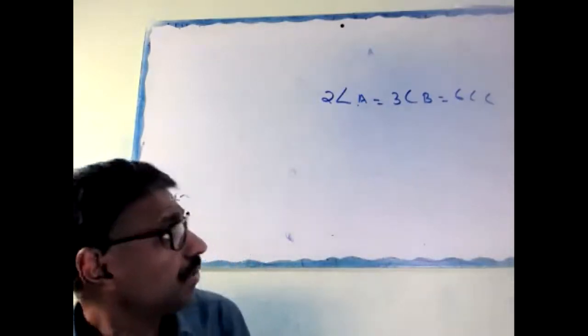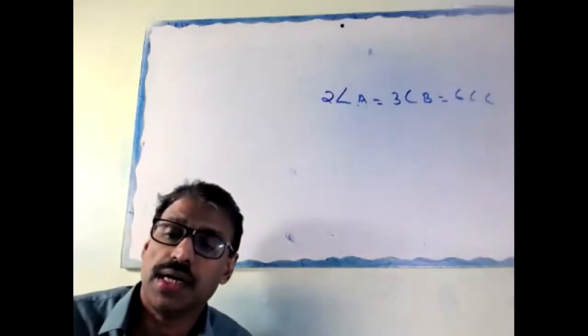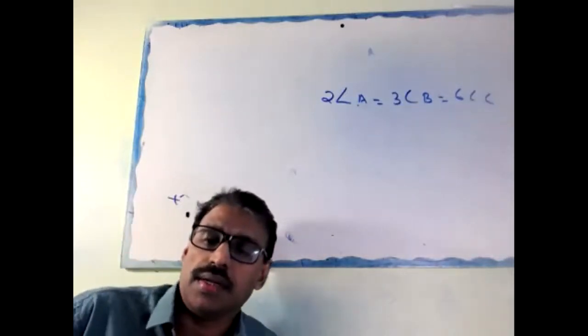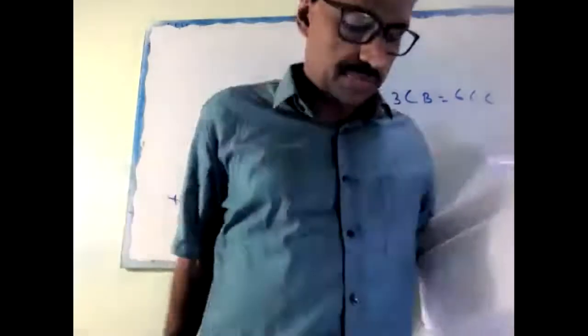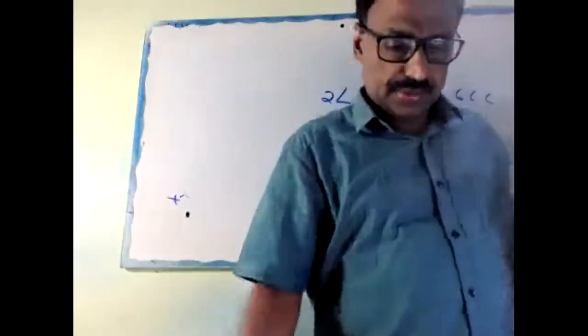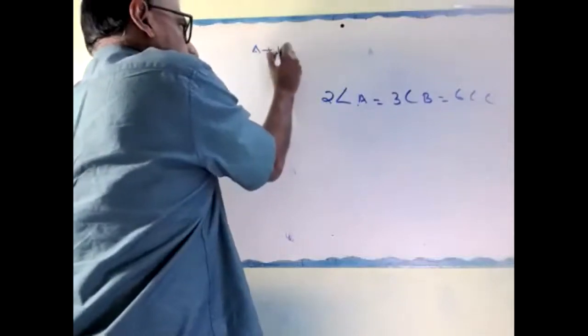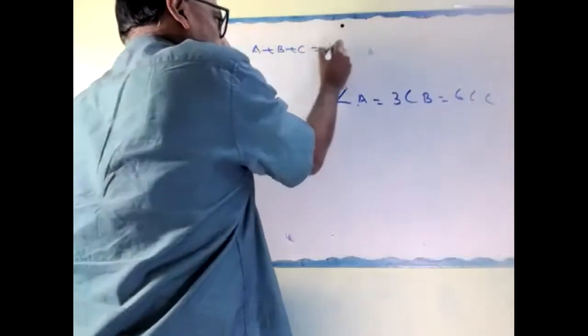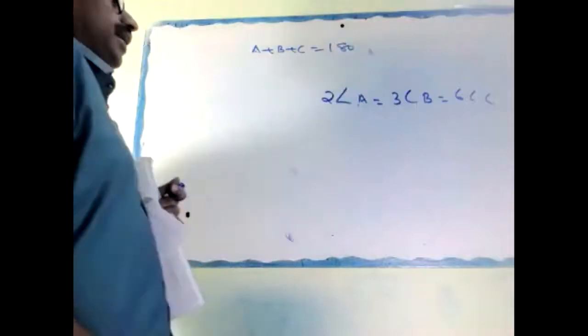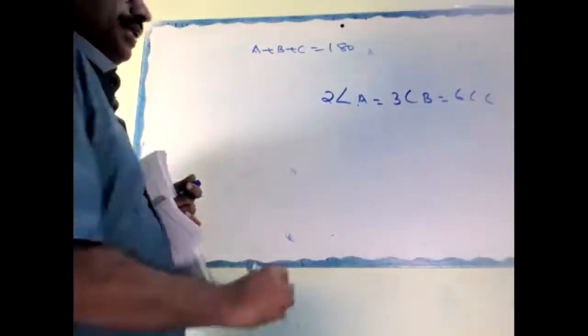Okay, so finish now. Are you okay with this one? Anyone had doubt? Hey, look at here. If you have doubt, look at here. A plus B plus C equal to 180.